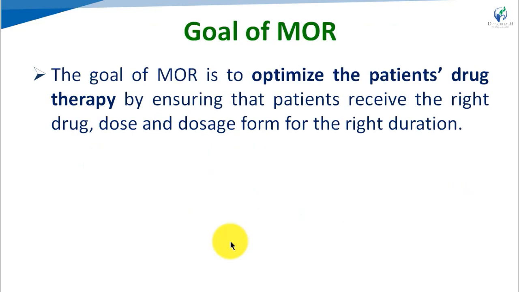Then the goal of medication order review. The goal of medication order review is to optimize the patient's drug therapy by ensuring that patients receive the right drug, right dose and dosage form for the right duration. मतलब जो भी हमने अगर डिसाइड किया है कि भाई इतने ड्यूरेशन के लिए ये लेना है, 5 दिन के लिए, तो whether he is taking for 5 days or not. So this is the main goal, or by this MOR we are optimizing that the patient is taking whatever the drug that has been given, whether he is taking properly or not, that we need to identify.